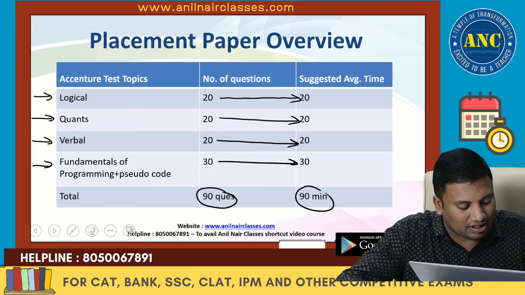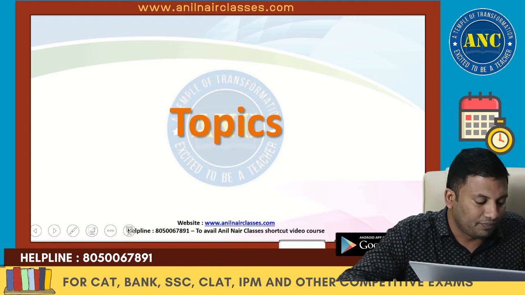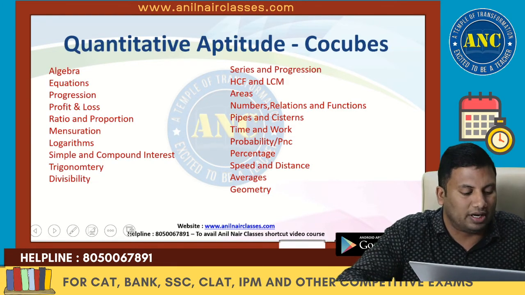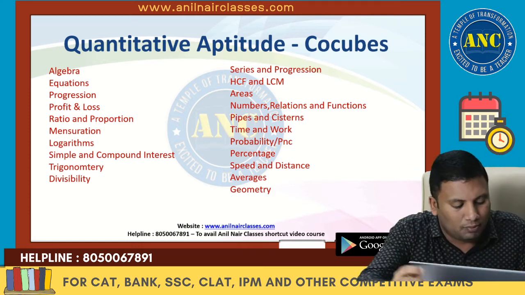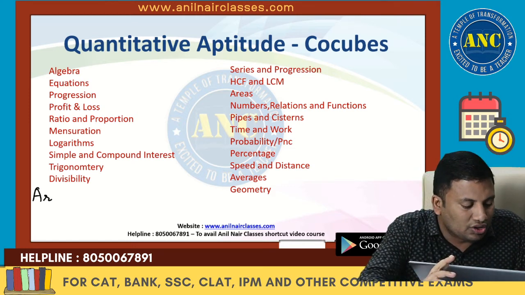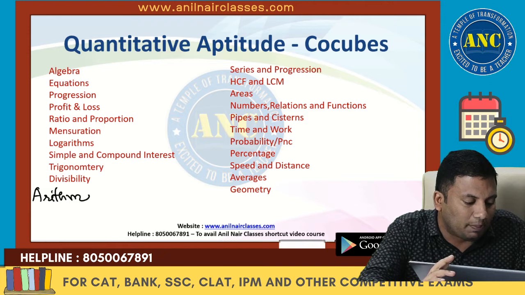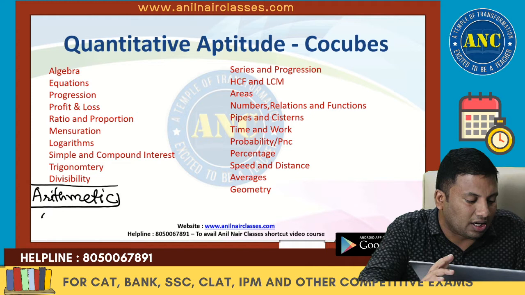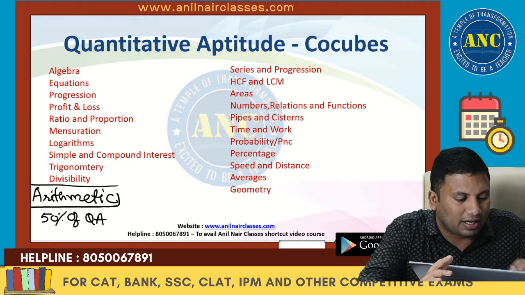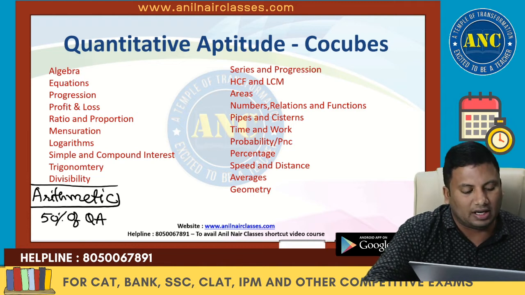Another important parameter is which topics you need to concentrate on. You take any software company, the most important topic, you just cannot ignore this topic, which is arithmetic. If you are good in arithmetic, almost 50% of the quantitative aptitude paper comes only from the topic arithmetic.